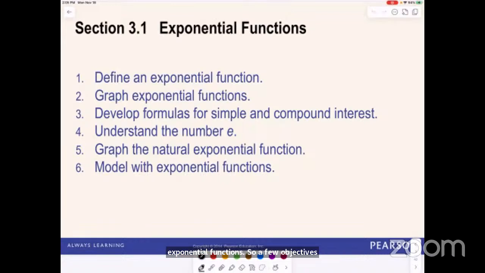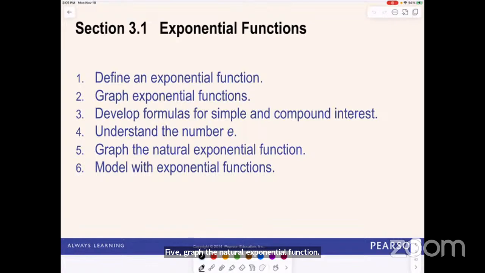So a few objectives here. 1, define an exponential function. 2, graph exponential functions. 3, develop formulas for simple and compound interest. 4, understand the number e. 5, graph the natural exponential function. And 6, model with exponential functions.